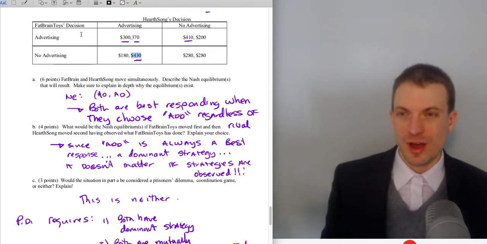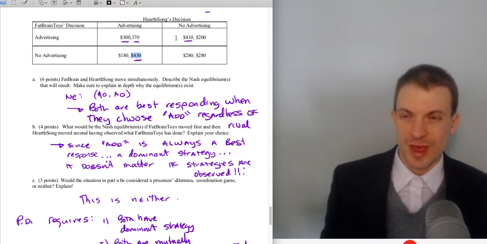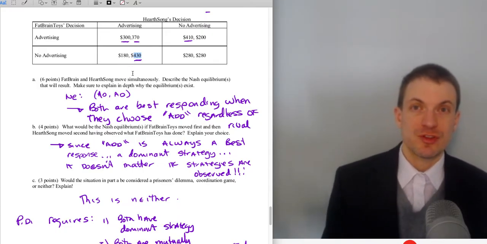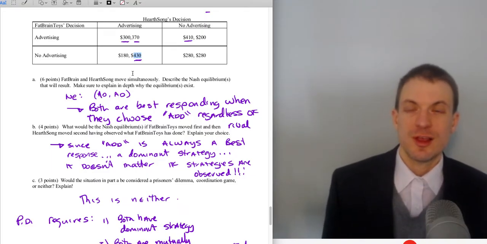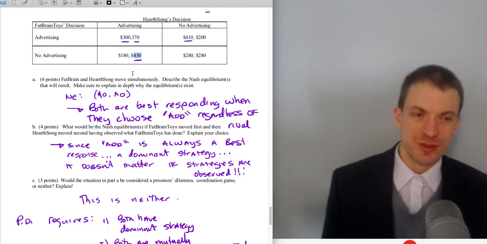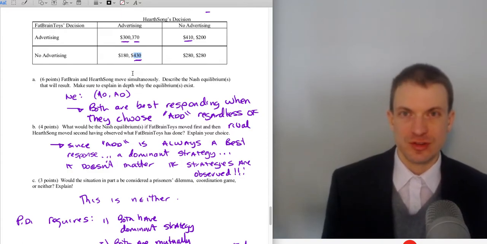Notice I've got underlines across this whole row, which tells us Fat Brain has a dominant strategy to advertise, right? Advertising is always the better response. And Hearthsong has underlines across this column, which tells us advertising is always the best response. It dominates no advertising. So each player has a dominant strategy. Remember, dominant strategy doesn't say anything about the other player. It just says something about the relative merits of that strategy relative to your other strategy. So Fat Brain's decision to advertise dominates their own decision not to advertise. Hearthsong's decision to advertise dominates their own decision not to advertise.